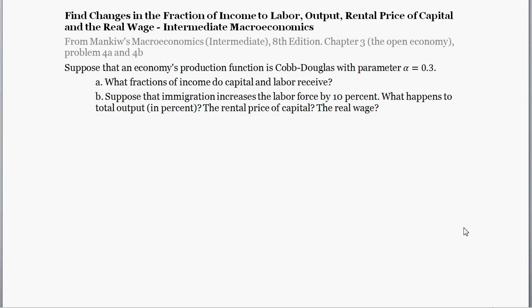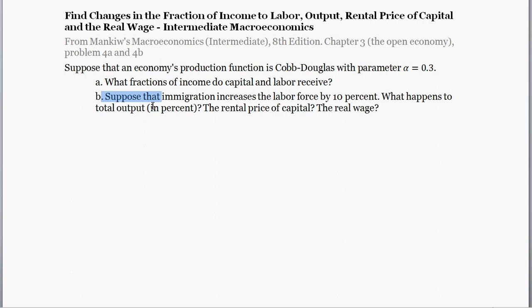Hello and welcome. So with this question, we're going to be given a simple basic Cobb-Douglas production function with a certain parameterization. Alpha is going to be equal to 0.3. And then we're going to find the fraction of income that capital and labor receive. So like the labor share of income and the capital share of income.